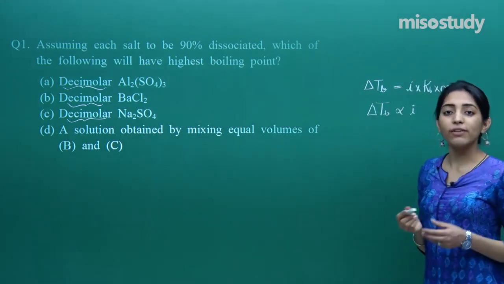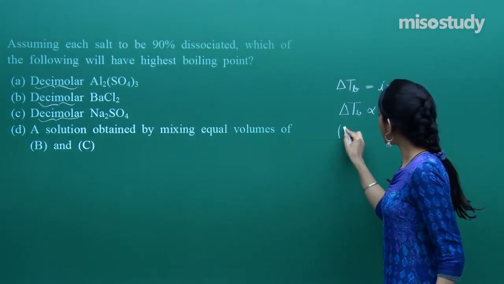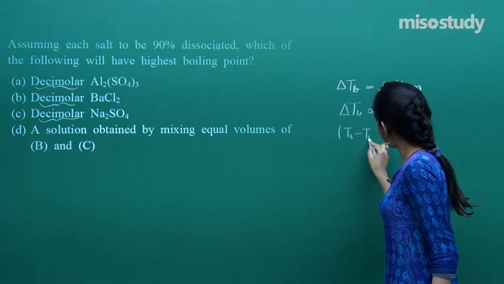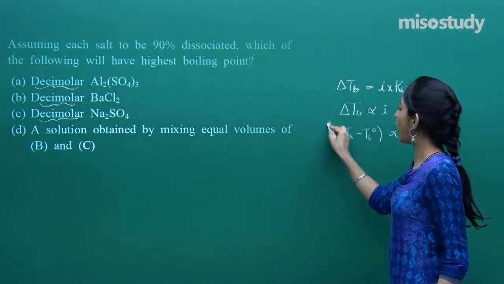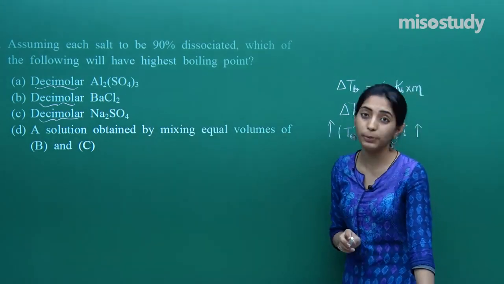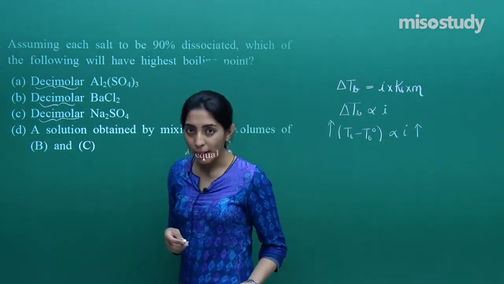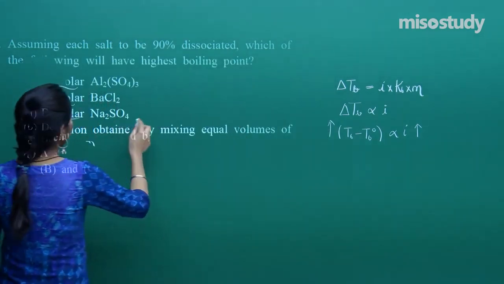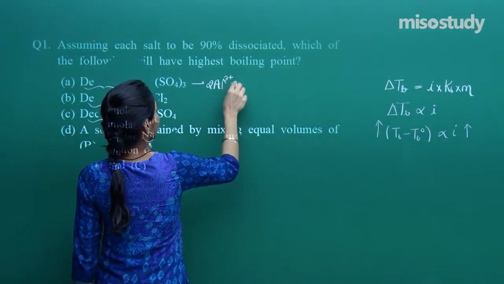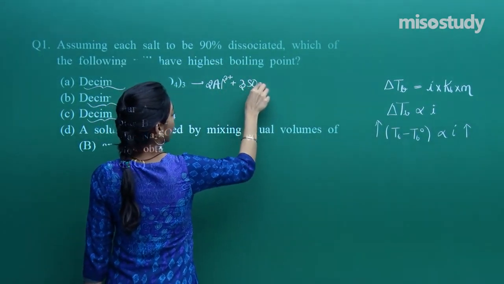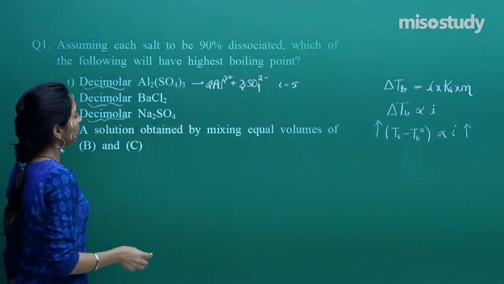So more will be the value of i, more will be the elevation in boiling point, and we know delta Tb is equal to Tb minus Tb naught. Since Tb naught is the same, we can say more will be the value of i, more will be the value of Tb. So i basically is the total number of particles that you will be getting. See, Al2(SO4)3 will be giving us 2Al3+ plus 3SO4 2-. So i has a value of 5 by 1, which is 5.